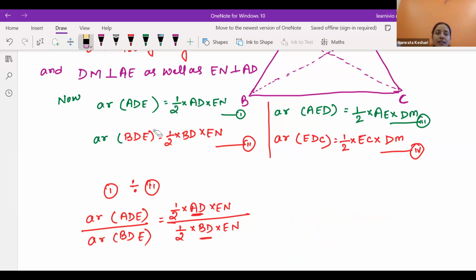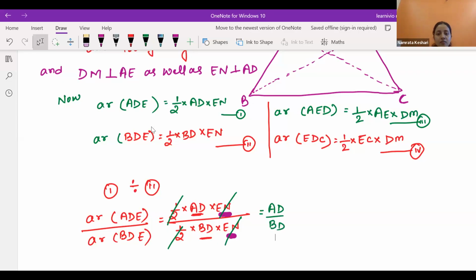EN is exactly the same length, we can see. Even without checking the figure, we can say these two EN are the same length. Even if we know the value for EN, maybe 8 centimeter, 10 centimeter, 5 centimeter, numerator and denominator will be the same. And since all the terms are in multiplication, that's why we are cancelling them. Is it making sense to all of you? Yes, ma'am. And what are we getting? We are getting AD by BD over here.